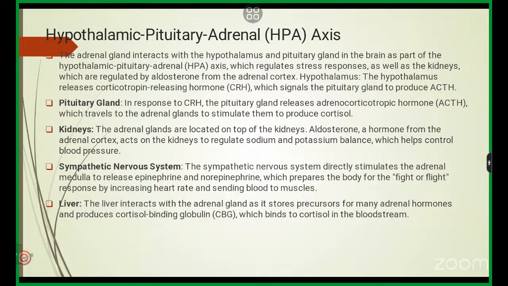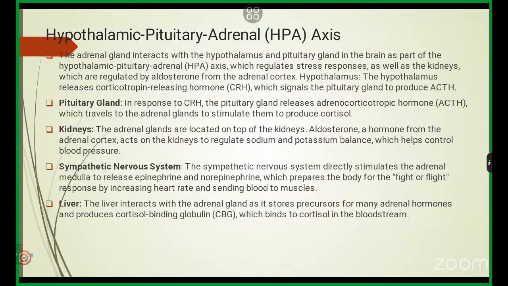The hypothalamus releases corticotropin releasing hormone, that's CRH, and this hormone signals the pituitary gland to produce ACTH. Adrenocorticotropic hormone is called ACTH in brief, and the production of ACTH by the pituitary gland is triggered by the corticotropin releasing hormone, that's the CRH.